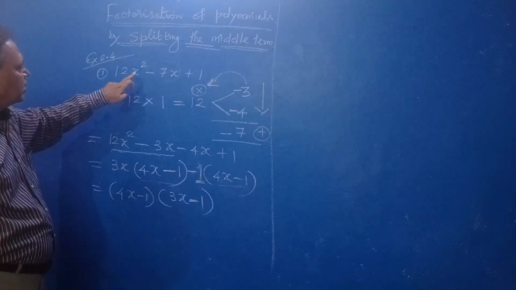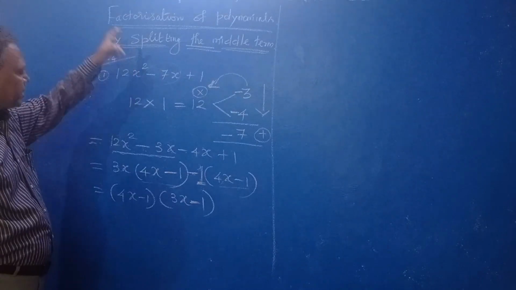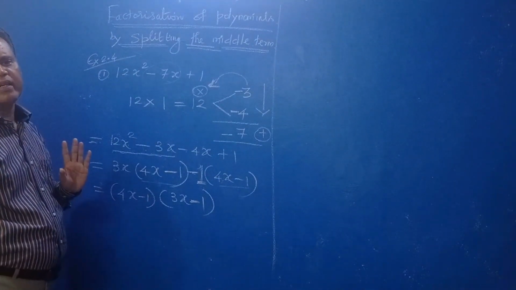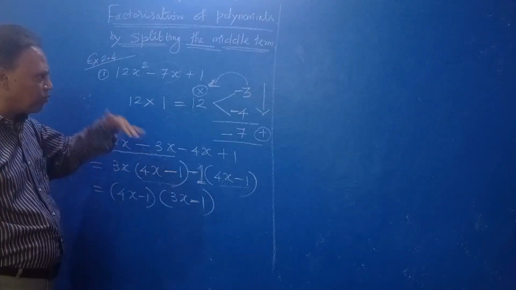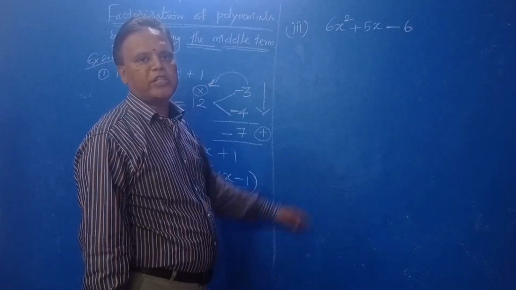This quadratic polynomial is resolved into two factors, clear? So this is the method. You have to learn it properly. I will teach one more problem also. Listen. You see this problem.